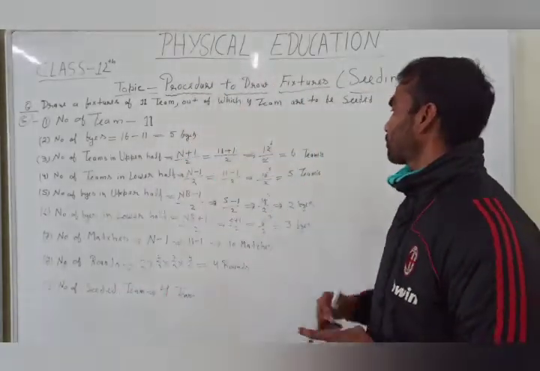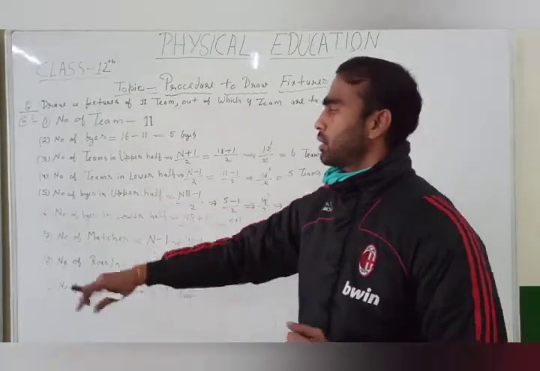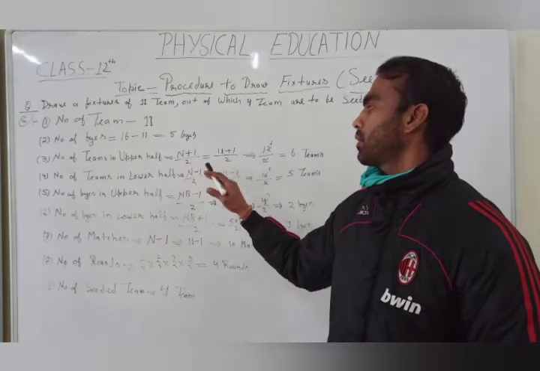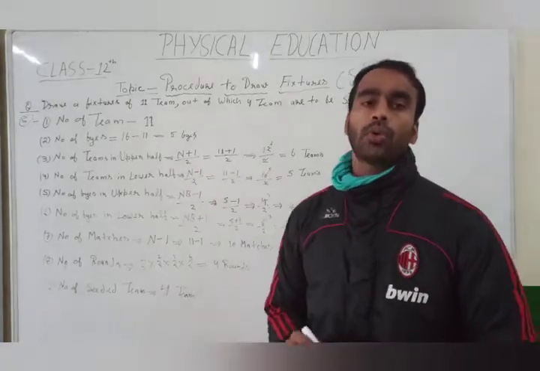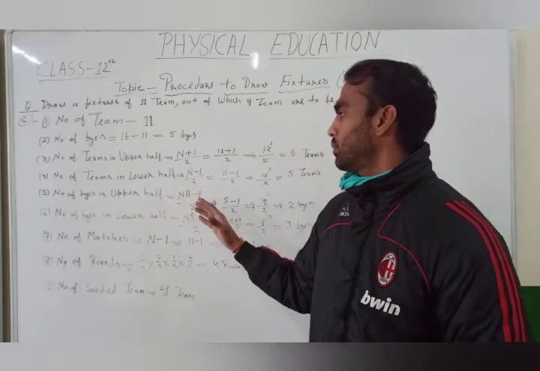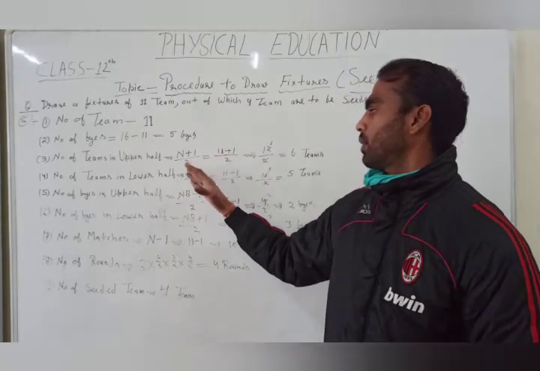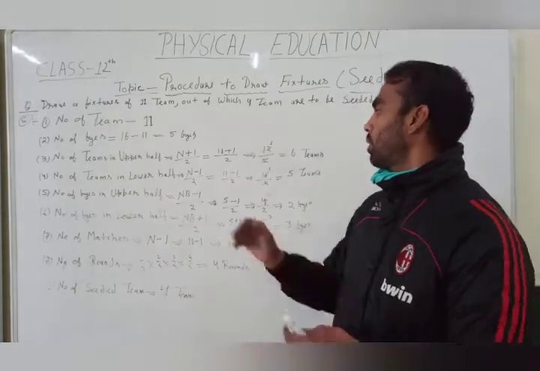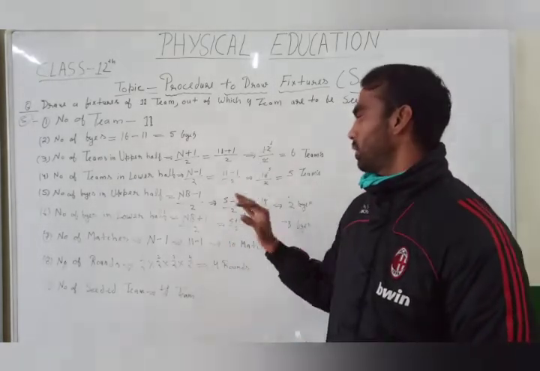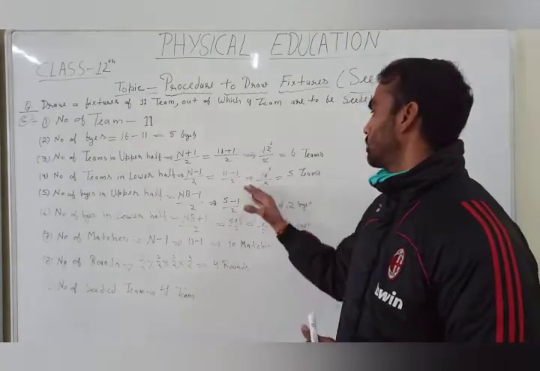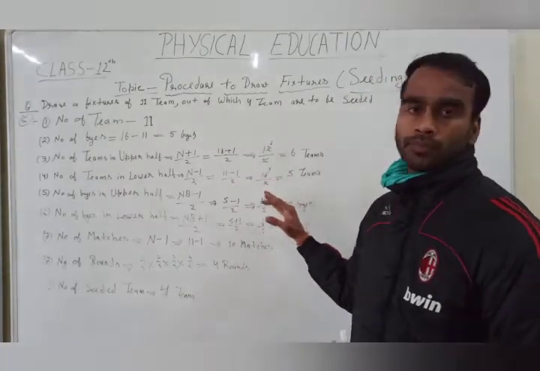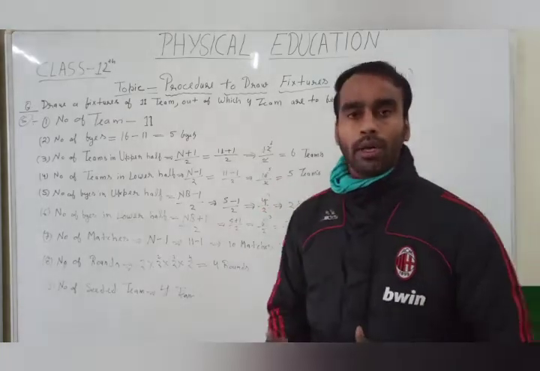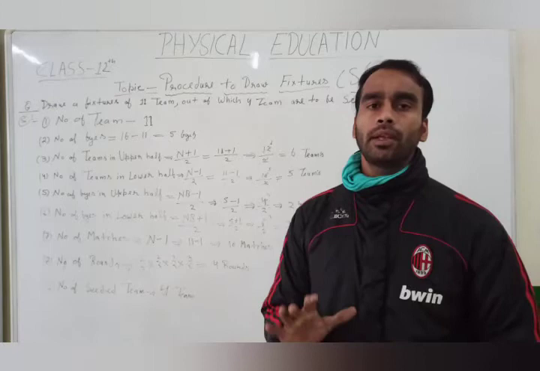Okay class, so our next point is the number of teams in the lower half. The formula is (n minus 1) upon 2. Okay, this is the formula for the lower half teams. So the number of teams is (11 minus 1) upon 2, which is 10 upon 2, equal to 5 teams. Okay, in the lower half there are 5 teams, in the upper half there are 6 teams.